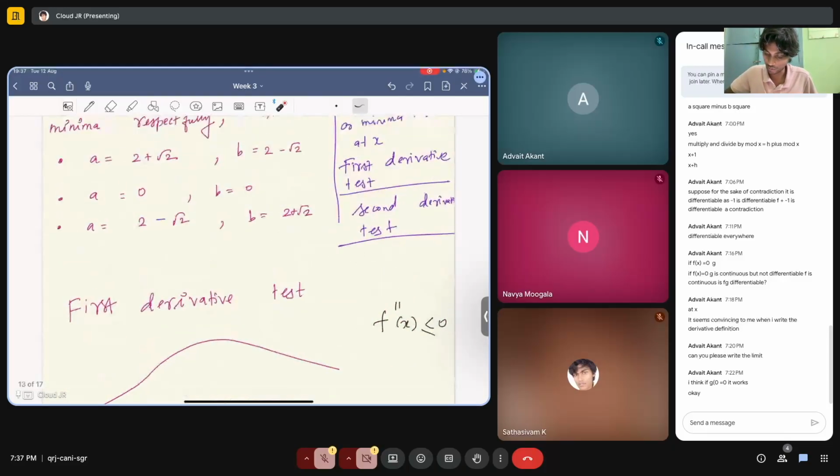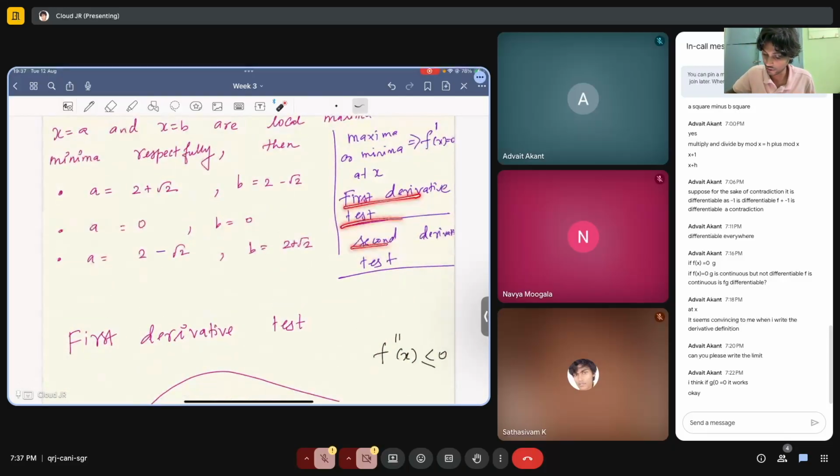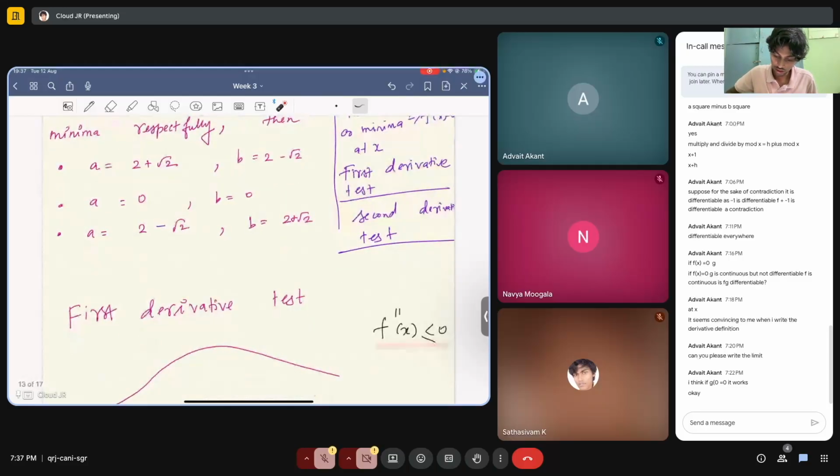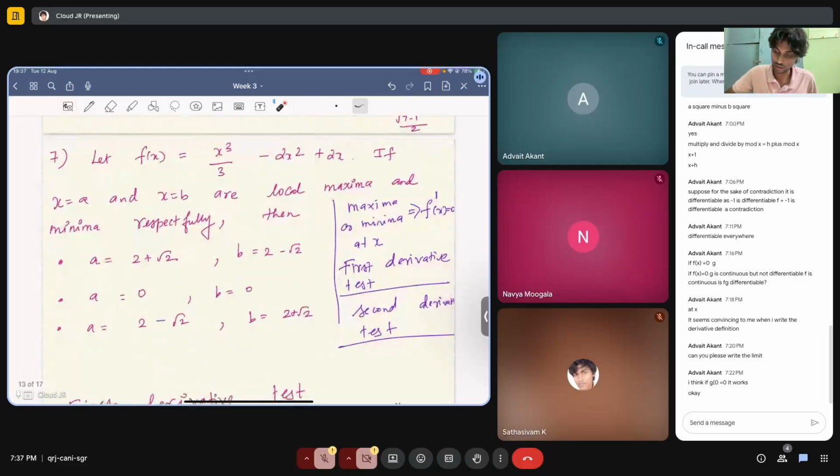So let's do the first derivative test or second derivative test. Second derivative test may be easy for this. So let's proceed with the test.